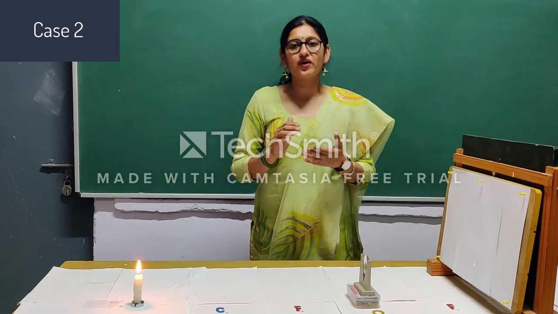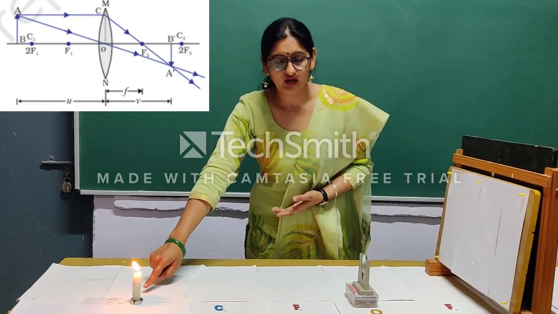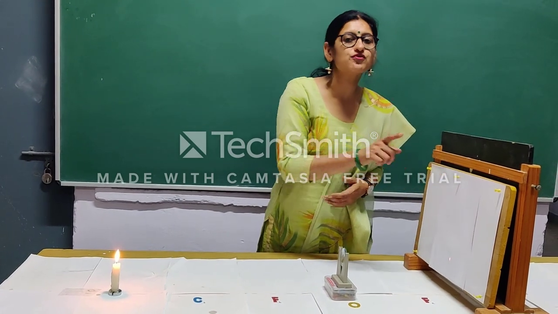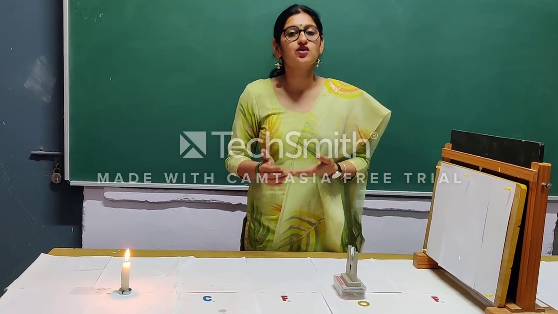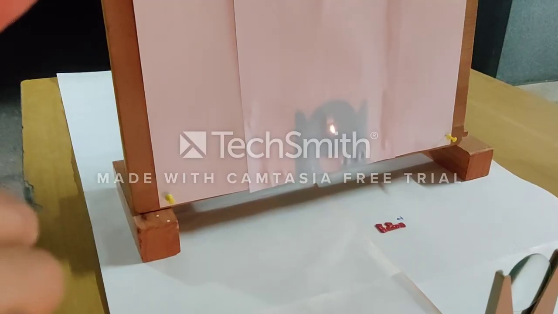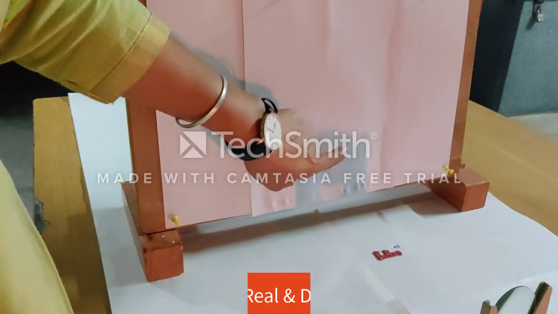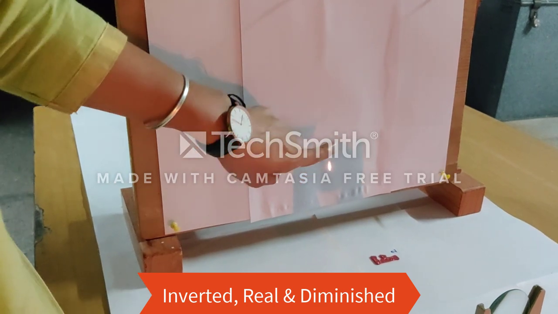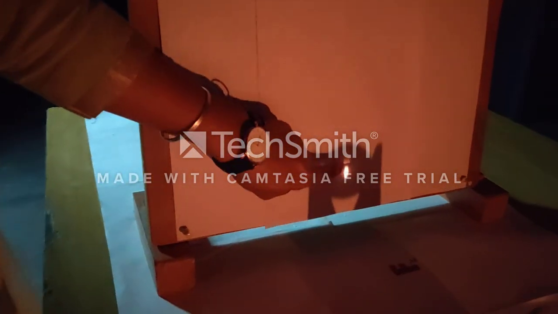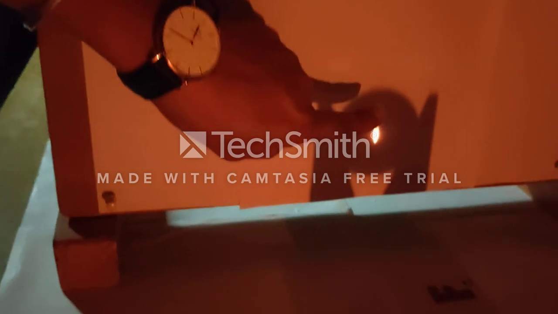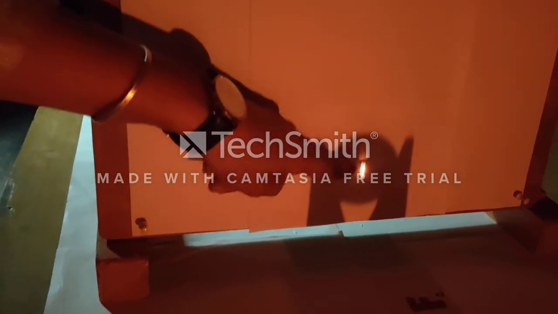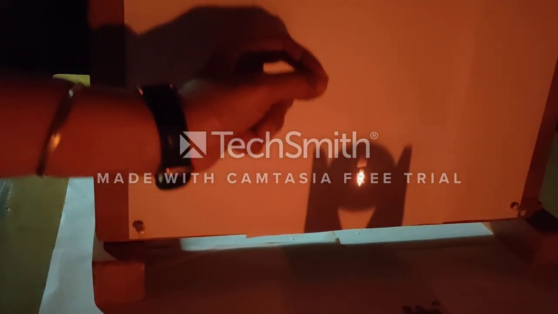In our next case, when our object is beyond C, you see the image of this object is formed between focus and radius of curvature. And the image is again real, inverted and small. Yes, students, you will observe the inverted, real and small size image of the object. Again, in the dark room, you observe a brighter image of this candle. The position of the image is between focus and C, the radius of curvature, and the image is inverted and larger than the previous case.